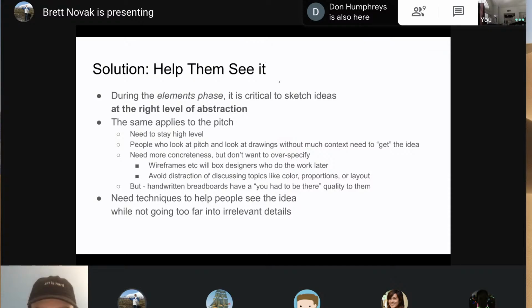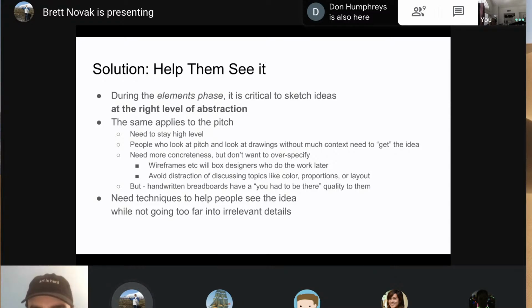Solution, help them see it. Okay, so during the elements phase, it's critical to sketch ideas at the right level of abstraction. The pitch is the same thing. You need to stay high level for the stakeholders. I don't know if this could be blanketly said, but the stakeholders are not engineers a lot of the time, most of the time, I don't think. So it needs to be high level.